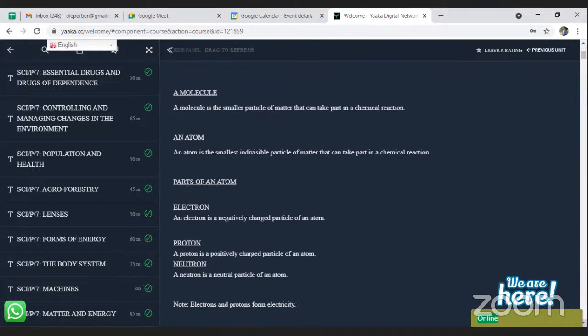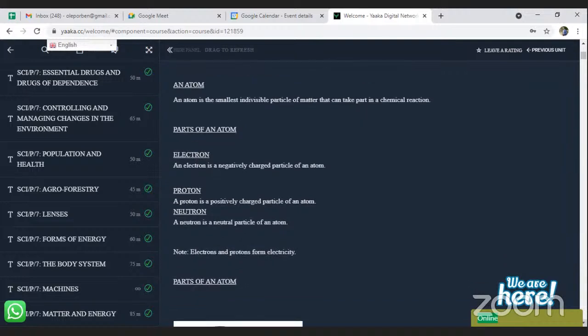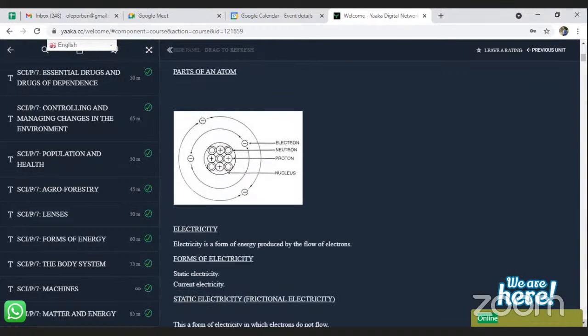So this is what you need to know. You will even have to draw an atom. Electrons are the negatively charged particles of an atom. Protons are the positively charged particles of an atom. And neutrons are the neutral particles of an atom. So this is what we are talking about.